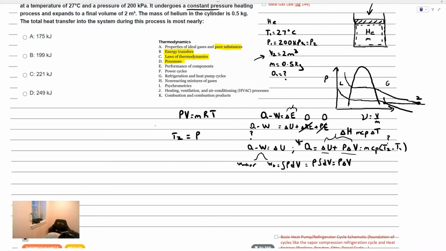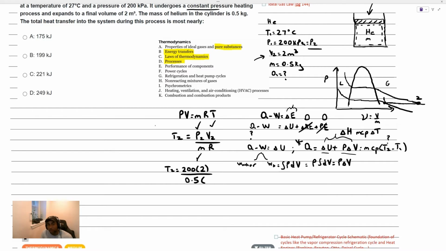So T2 is equal to pressure at state point 2, volume at state point 2, divided by the mass multiplied by the gas constant. We know the pressure because the pressure at state point 1 and state point 2 are the same. We know the volume, it was given. We know the mass, and we can go ahead and find the gas constant right now. Let's just plug in everything for now. The pressure at state point 2 is 200 kilopascals. The volume at state point 2 is 2 cubic meters. The mass is half a kilogram.